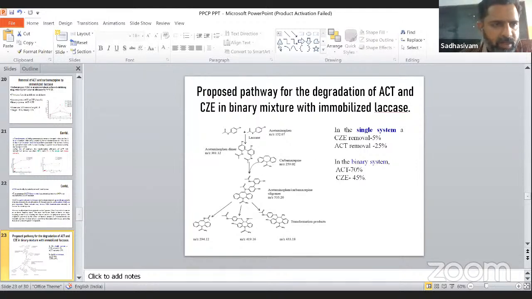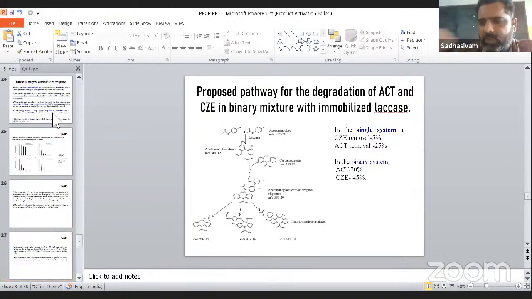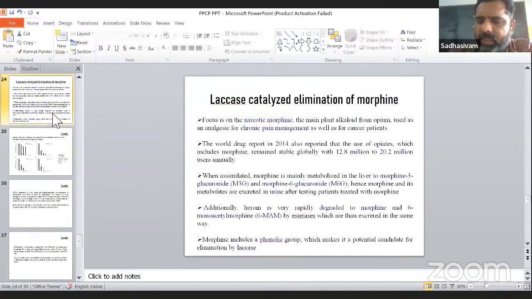So one last study. So far I discussed the example of NSAIDs, non-steroidal anti-inflammatory drug degradation or removal. Then non-narcotic drug degradation of acetaminophen. This is the last example, how a narcotic drug like morphine is removed by laccase. Morphine is also given to cancer patients to tolerate the pain. We all know how miserable the life of cancer patients is, and the usage is also quite high worldwide because of the high rate of cancer incidence.